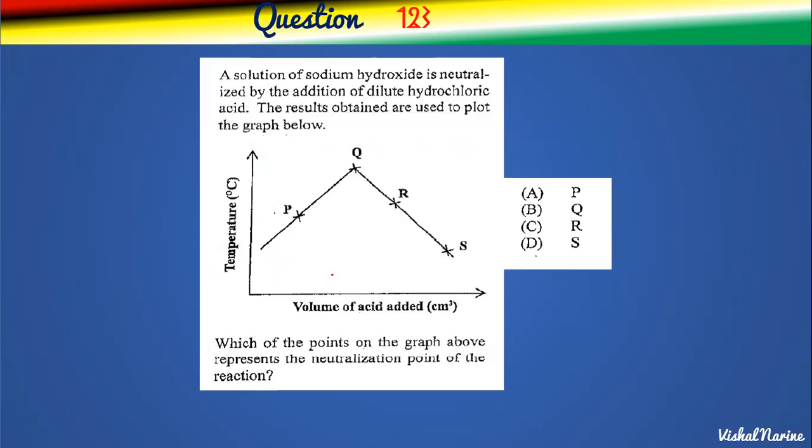123. This question shows the temperature versus volume of acid added in a neutralization reaction. The question is asking you, which of the points on the graph represents the neutralization point of the reaction? Is it P, Q, R, or S? And it is going to be at this temperature here, or at Q. So the answer is B.